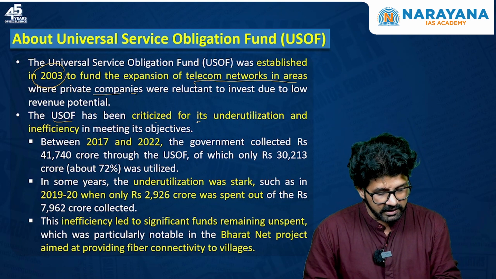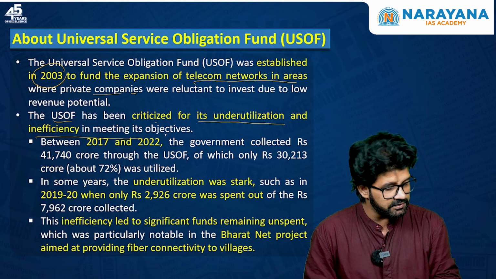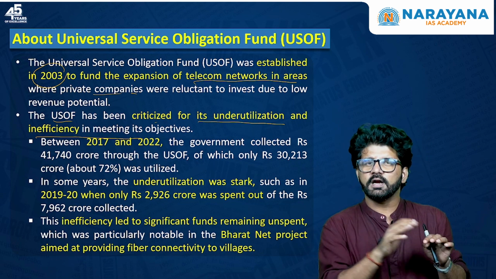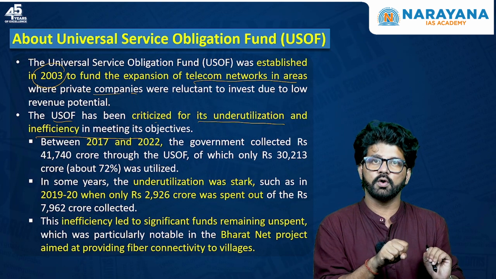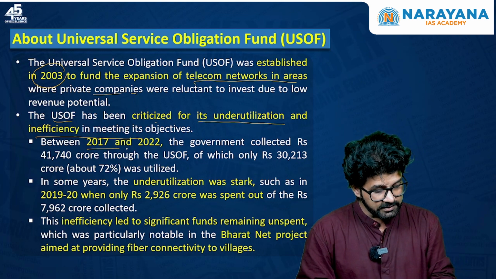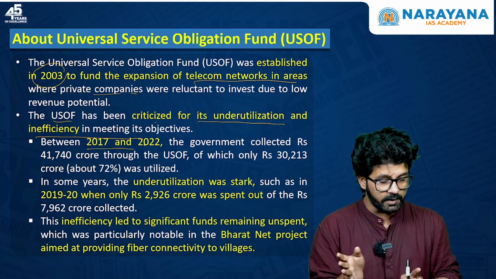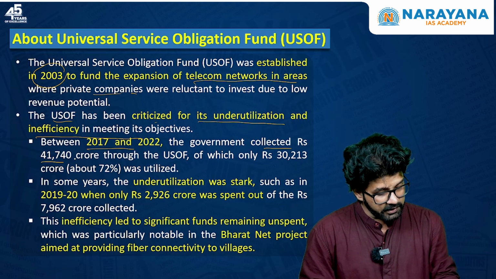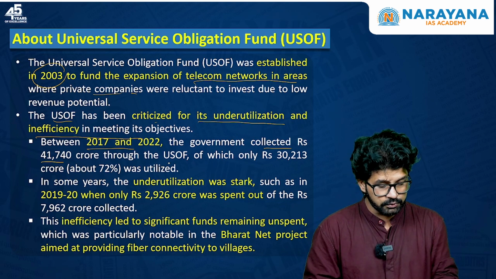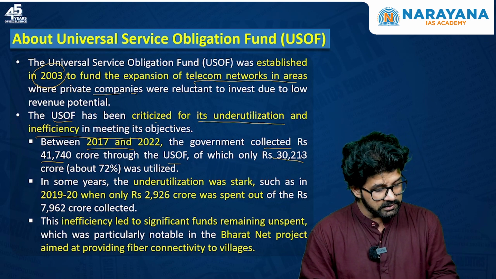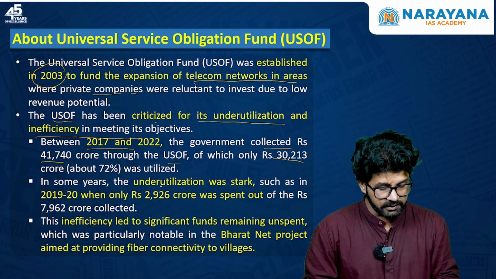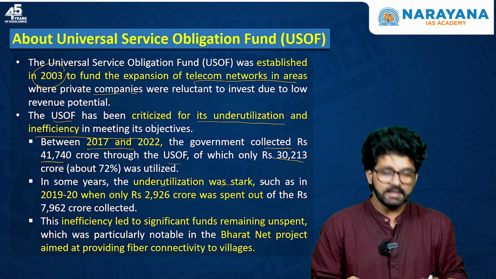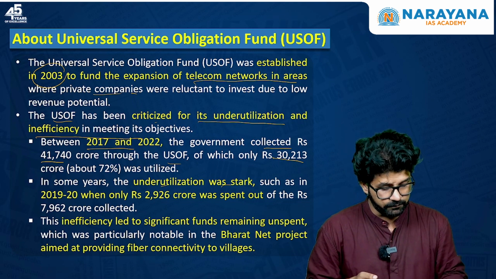USOF has been criticized for its underutilization and inefficiency in meeting its objective. So there is different data which you can use to substantiate why USOF has been replaced. Between 2017 and 2022, the government collected more than 41,000 crore through USOF, of which only 30,000 crore was utilized. Around 10 to 11,000 crore was underutilized. And that is the point here, why this money was not utilized to the fullest extent.